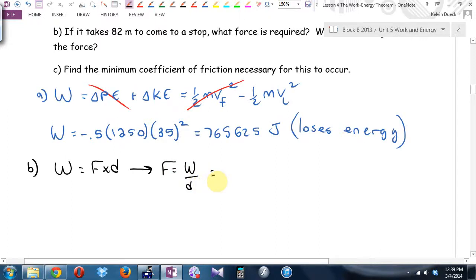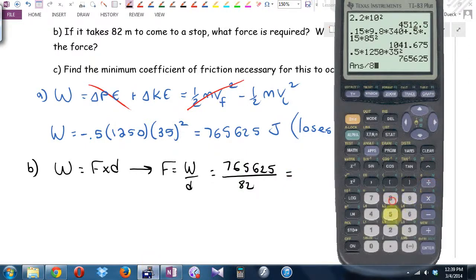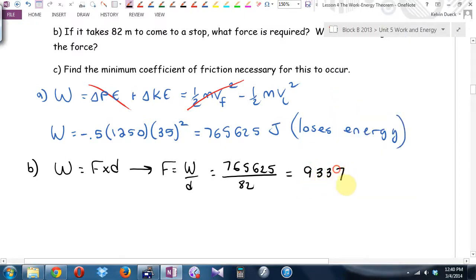The minimum force required to bring this car to a stop is going to be 765,625 divided by the distance, 82 meters. This is an average force. It might be bigger at some points. It might be smaller at some points. Do you get 9,337? 9337? Units. No, it's a force.